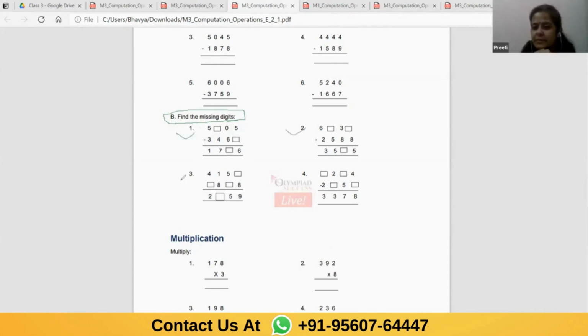Which worksheet is this one? This is 2.1, the first worksheet. This one only, right? Aradhya, what is it? And I also have a doubt in the E part. Which E part? Which sheet are you talking about, Ishan? Ma'am, 2.1.